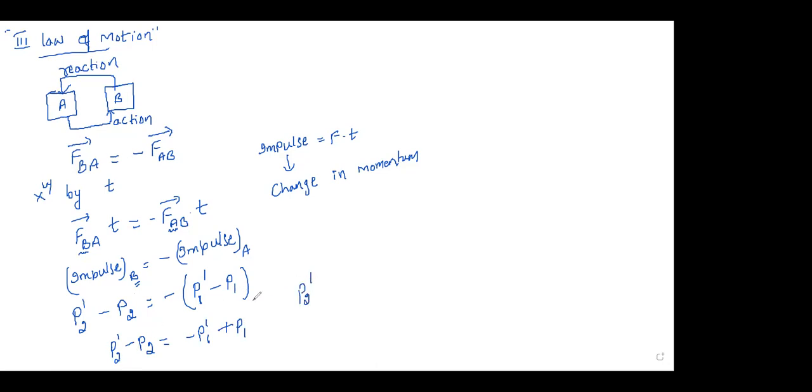So P2 dash, I will shift minus P1 dash to that side. It will become P1 dash plus P2 dash. This will be equal to P1 plus P2. So what is P1 and P2? If I say this is the body A, this is the body B, these two are moving initially with momentum P1 and P2. After collision, the first body is moving with momentum P1 dash. The second body is moving with the momentum P2 dash.